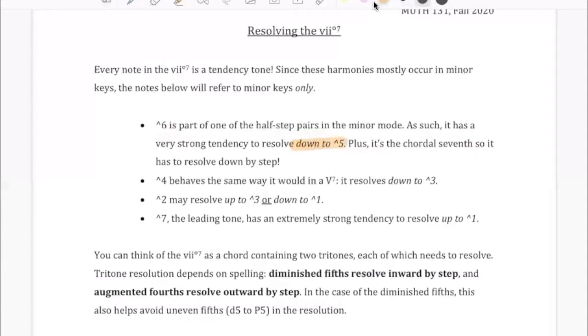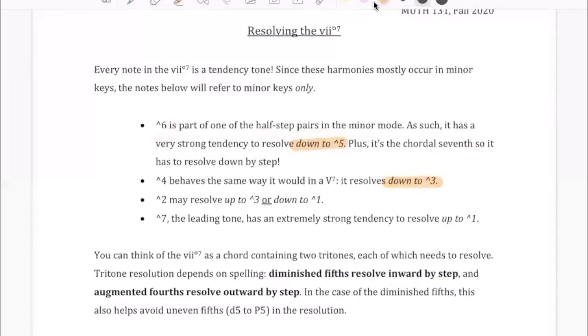Now let's talk about scale degree 4, which is the 5th of the harmony. In a vii°7, scale degree 4 is going to behave the same exact way it would in a V7. Now let's spell a V7 up from the bottom: 5, 7, 2, and 4. So in a V7, scale degree 4 is the chordal 7th, and it needs to resolve down by a step. In a vii°7, it adopts that same tendency. So even though it's not the chordal 7th, scale degree 4 still resolves down to 3.